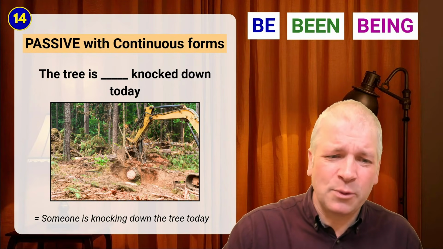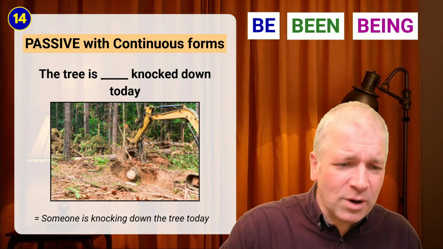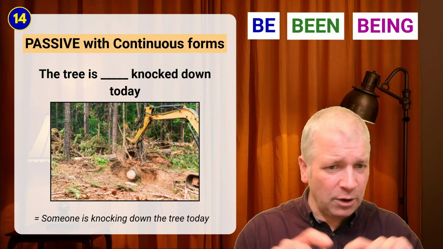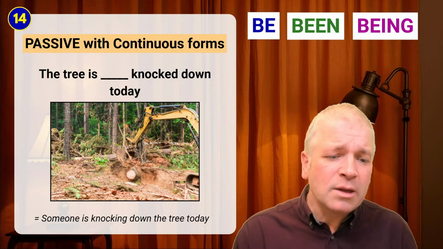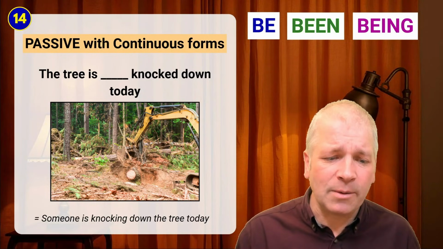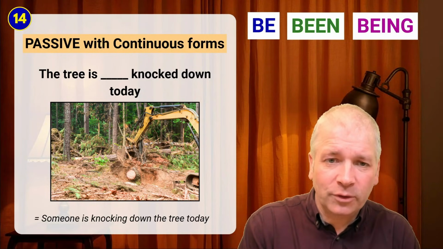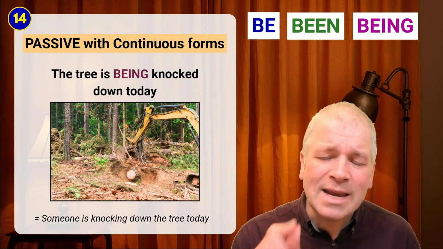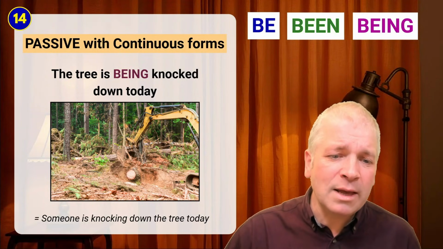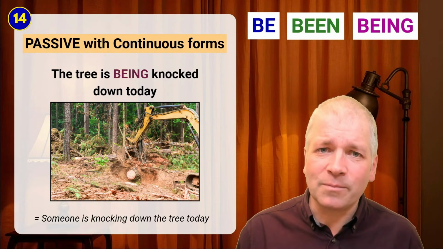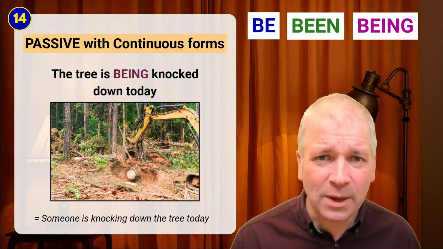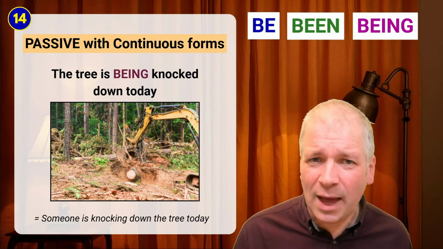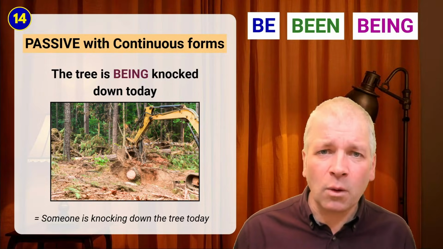And with the passive, when it's with continuous forms, the tree is something knocked down today. So that's the passive structure. The original active structure is at the bottom. Someone is knocking down the tree today. When we switch that around, how do we get that continuous sense into this passive sentence? Well, this time we need to use being. The tree is being knocked down today. To make the passive form of to be, when it's continuous, then we have to make be a continuous verb. How do we do that? By saying is being or are being.